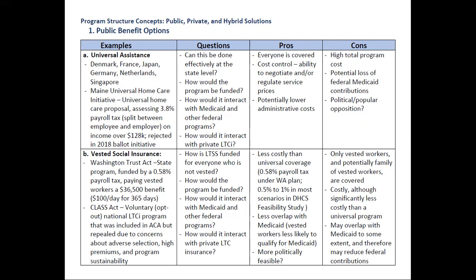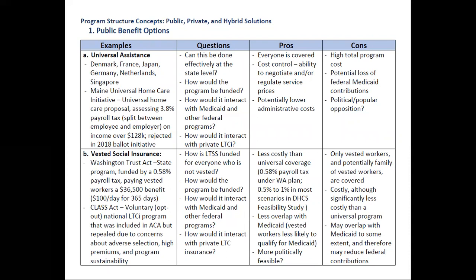A universal program would be a big change. It'd be a very new thing for the United States. So there are some pretty big questions about how that would work. Maybe chiefly among them, one wonders whether this would work effectively at the state level. For example, would we see a significant number of retirees move into the state to take advantage of the program? And if so, what would that mean for program costs and program sustainability?